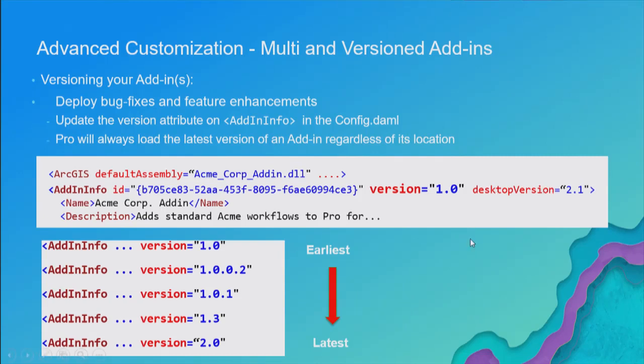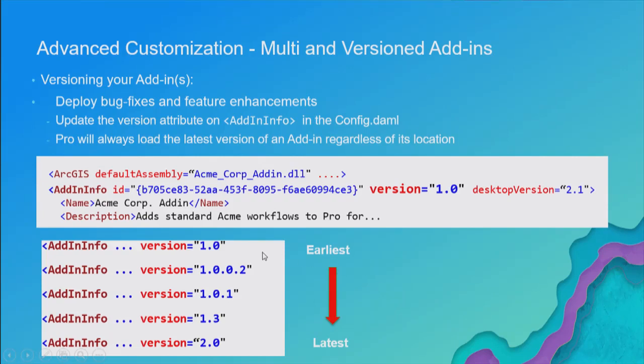So you need to version your add-in. There is a version attribute on the add-in info element in your config.daml. It follows the same convention as version on a .NET assembly, meaning it has 4 components: a major version, minor version, build, and revision in decreasing significance from left to right.